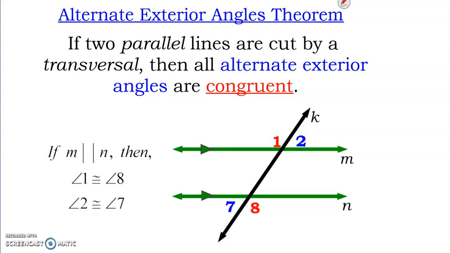Alternate exterior angles. If two parallel lines are cut by a transversal, so again these have to be parallel, then we know that alternate exterior angles are congruent. So these angles are on the outside of my two lines and on the opposite side of the transversal. So angle 2 is congruent to angle 7, angle 1 is congruent to angle 8.